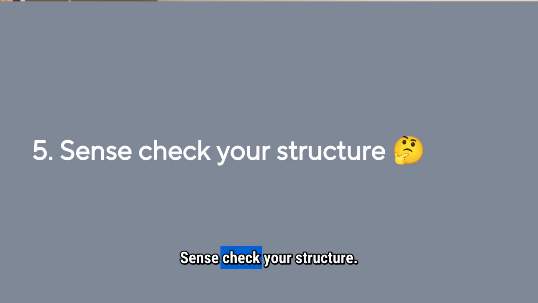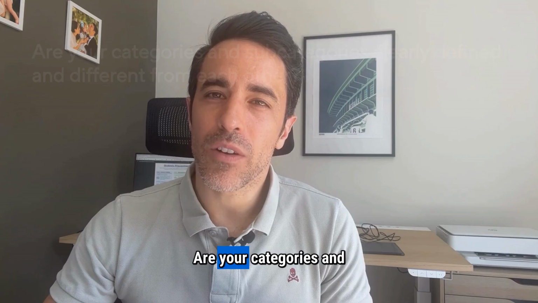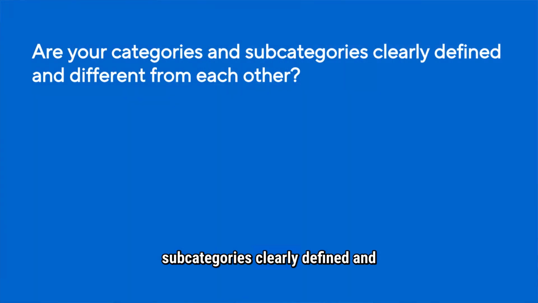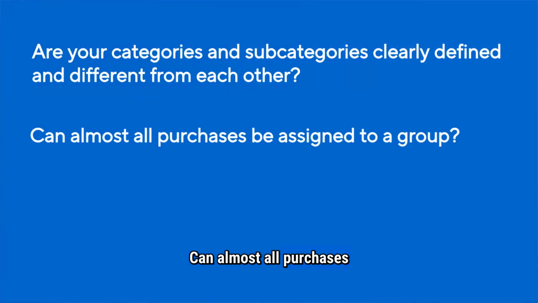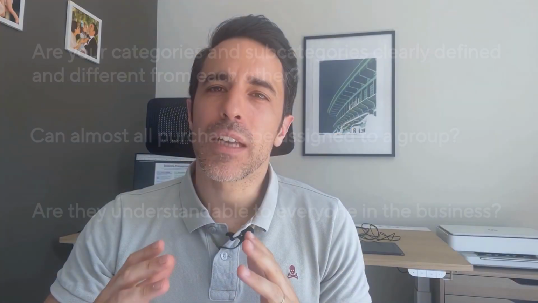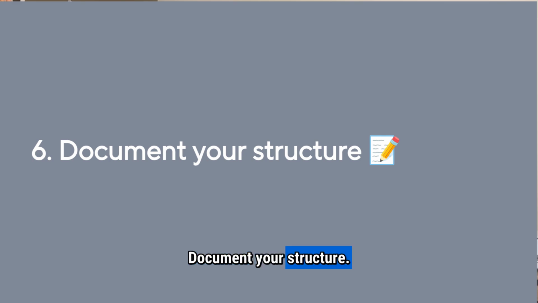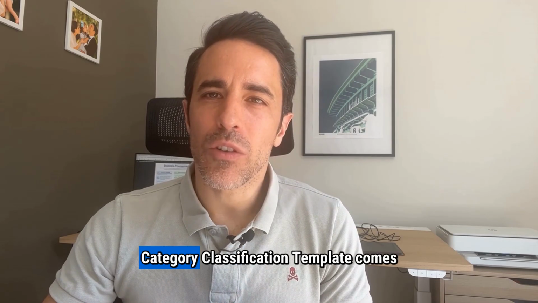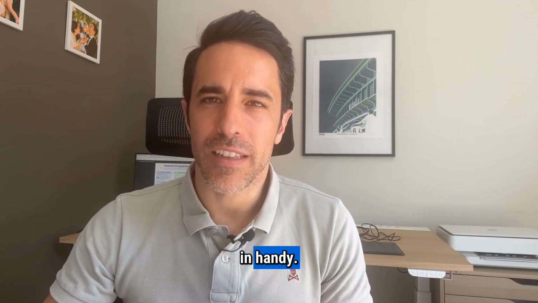5. Sense check your structure. Are your categories and subcategories clearly defined and different from each other? Can almost all purchases be assigned to a group? Are they understandable to everyone in the business? 6. Document your structure. This is where the category classification template comes in handy.